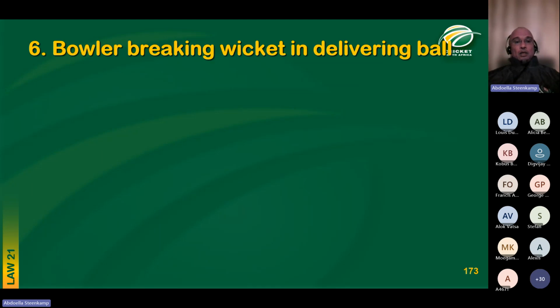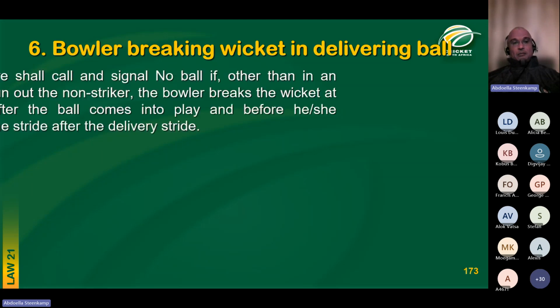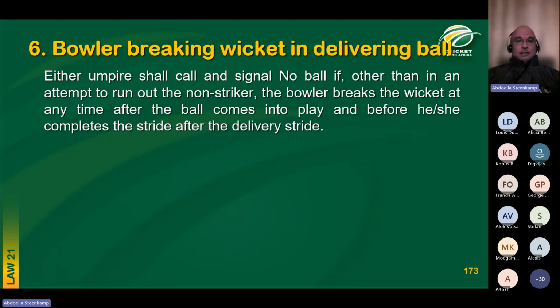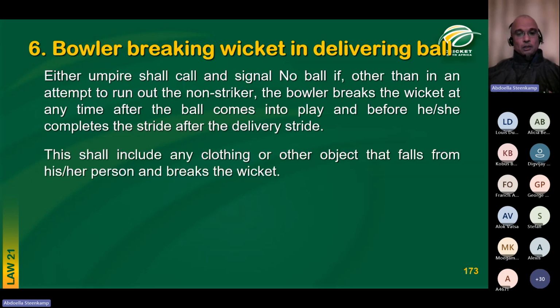So what happens? A bowler breaking the wicket in delivering the ball. The law tells us that either umpire is to call and signal no ball if the bowler breaks the wicket with any part of his or her body after the ball comes into play, before the bowler completes the delivery stride. So the bowler puts the wicket down, bails are on the floor. It doesn't have to be both bails. If one bail is on the floor and it was with any part of the body, either umpire is to call and signal no ball.